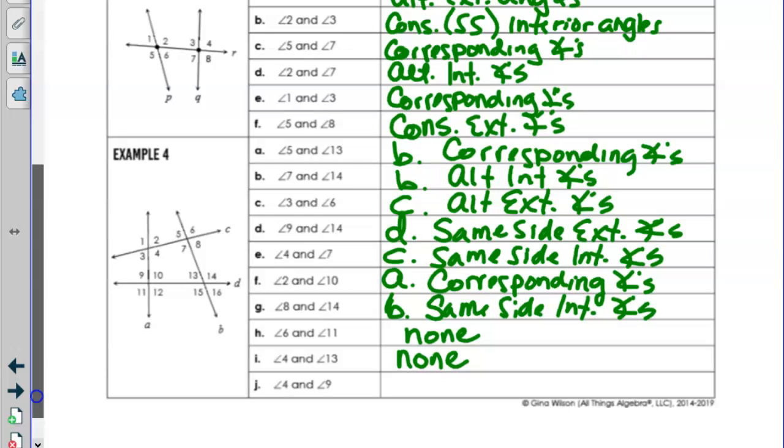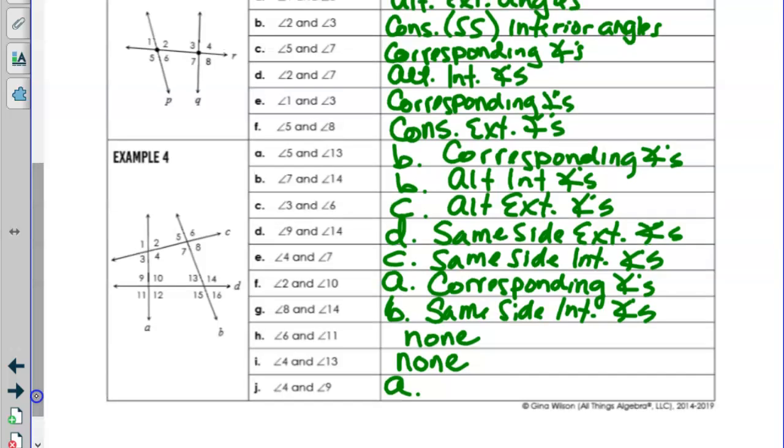How about letter J, 4 and 9? A. A is our transversal, so what type of angle pair? Alternate interior, very good. Alright, so everybody feel reviewed? I got the majority of them correct. Wonderful.